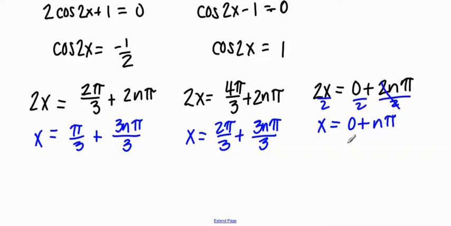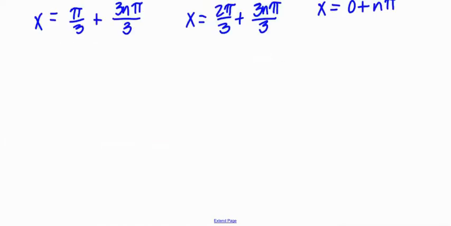When I take everything and divide it by 2, that's the n pi. Now I did the same thing here. I multiplied by 1/2. And when I multiply this 2n pi by 1/2, I get just n pi, but I needed a common denominator, so that's how that became 3n pi over 3.